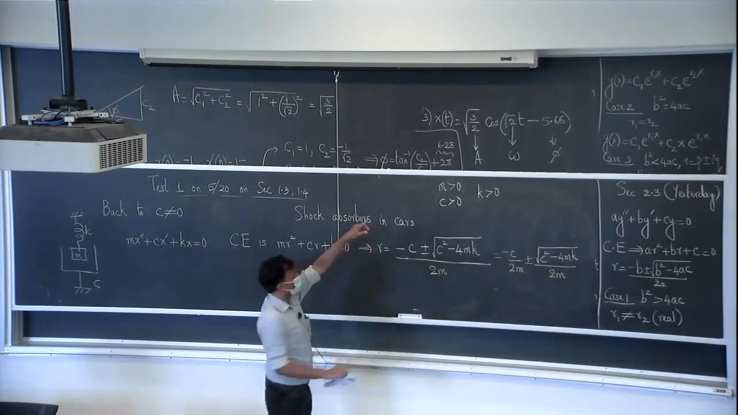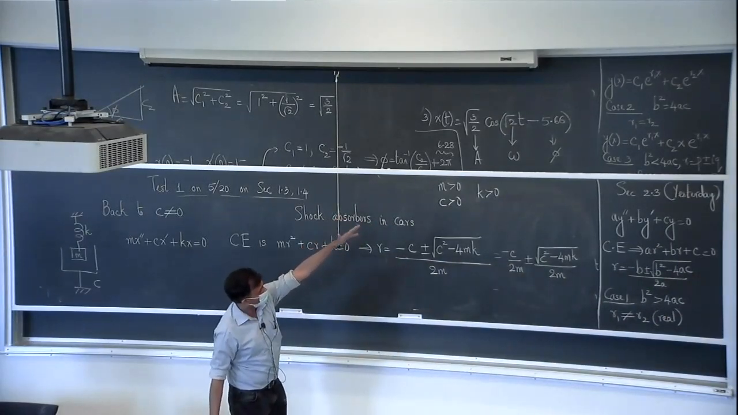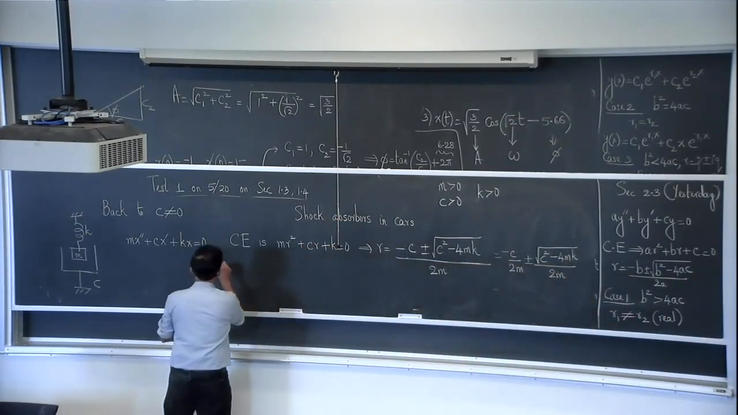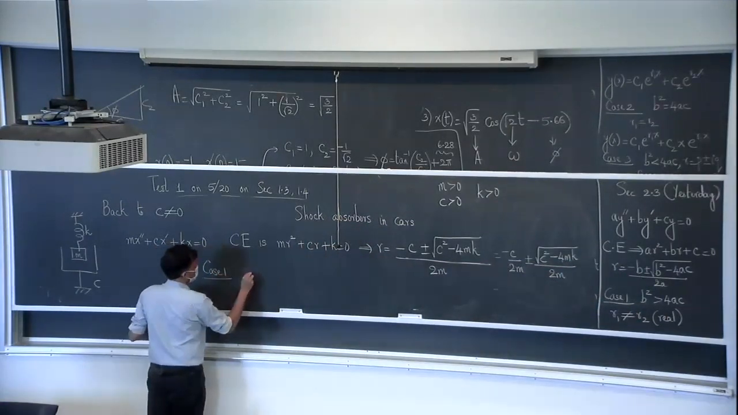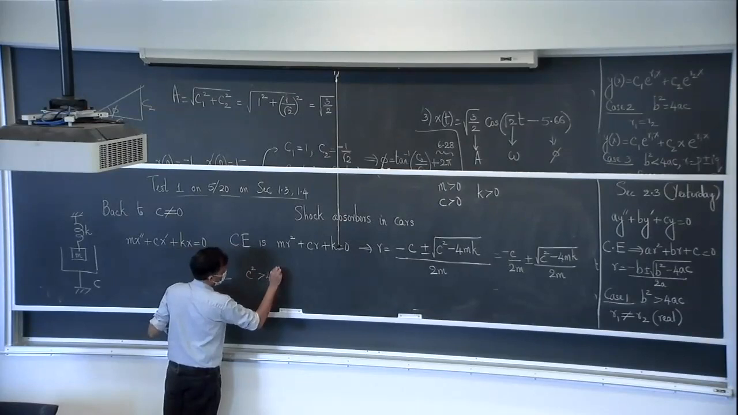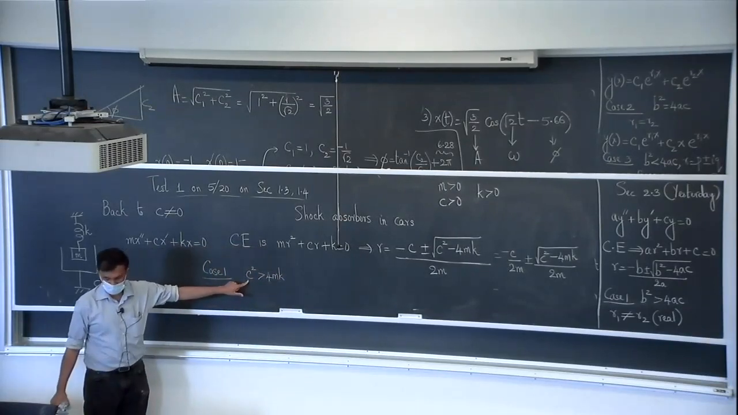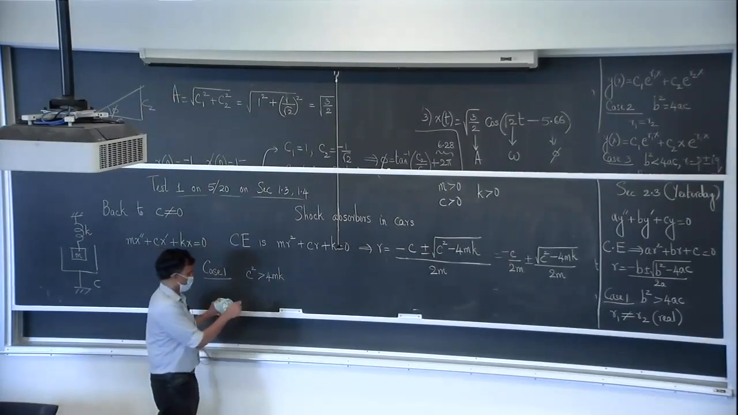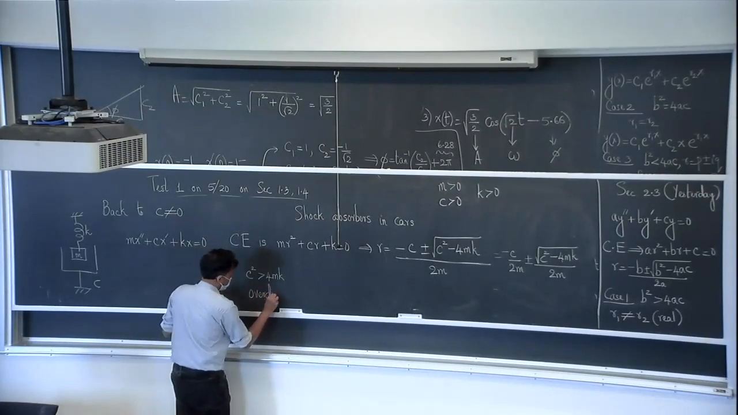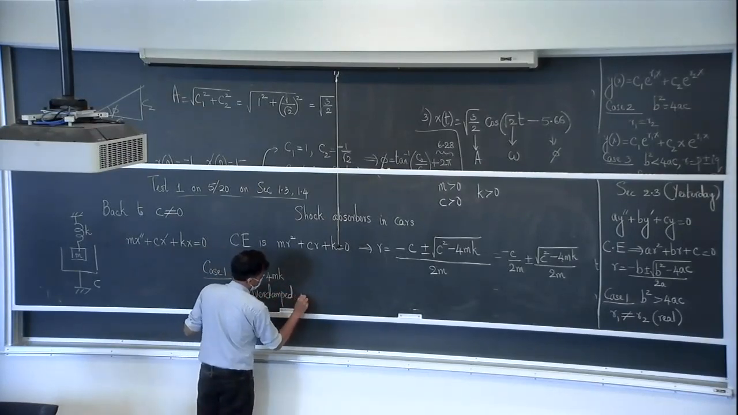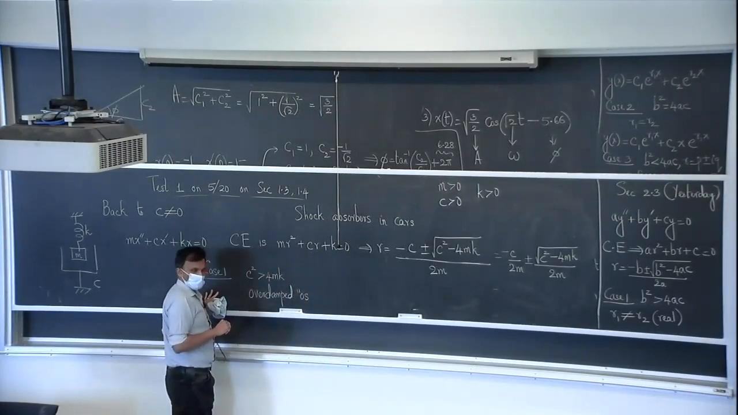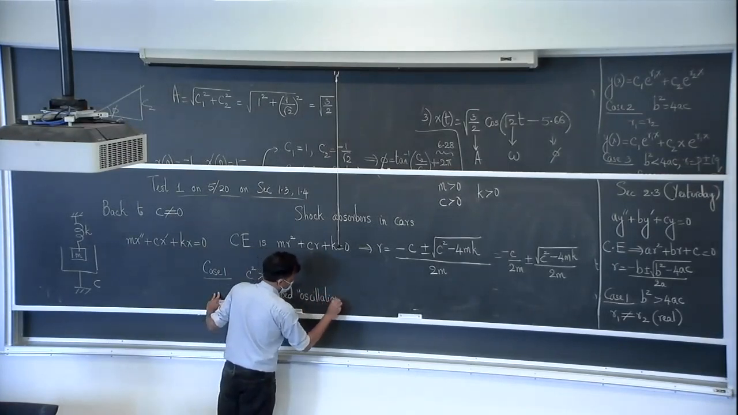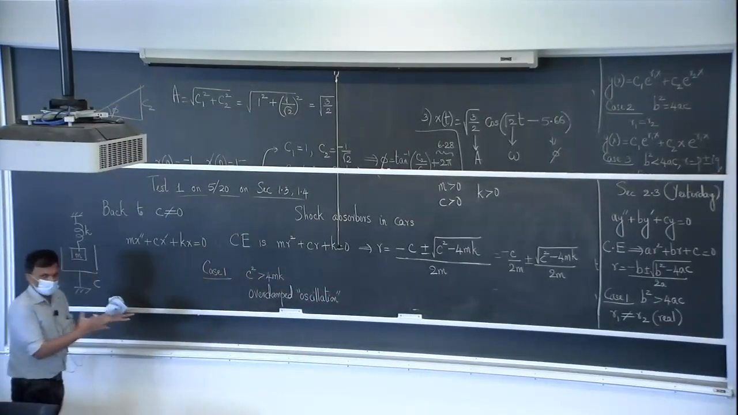So case 1, based on what I have written here: c² is greater than 4mk. Remember that c is a damping coefficient. When c² is greater than 4mk, it's heavily damped. So this is called an overdamped oscillation. I'm going to put oscillation in quotes because actually there's no oscillation here. That's a misnomer; it's actually overdamped motion.